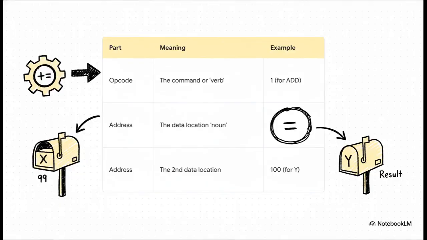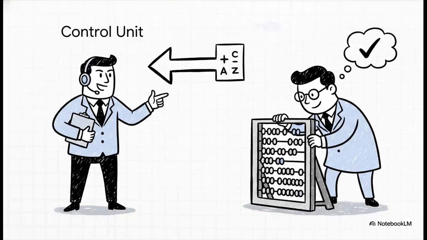Let's make that a little more real. Imagine an instruction like add x, y. The opcode, the little code for add, might just be the number 1. The address for x could be mailbox number 99, and the address for y, mailbox 100. So the control unit fetches this, decodes it, and goes, okay, got it. I need to grab the numbers from mailboxes 99 and 100 and add them together. Simple as that. But here's the thing.